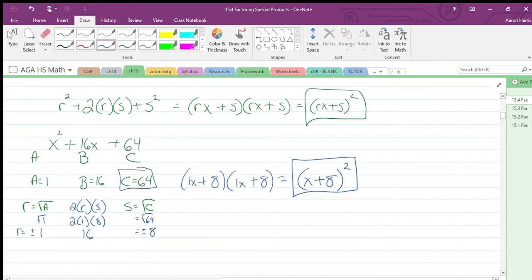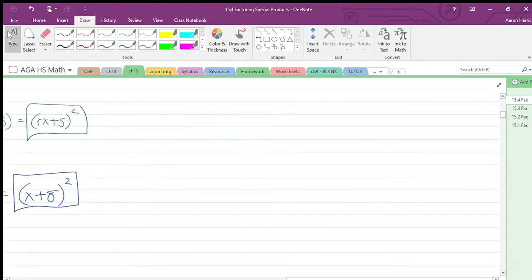C is a perfect square, A is a perfect square. You have to recognize that. If you can recognize that, then your life is really, really simple. Okay, so here is just the fast way of doing it.